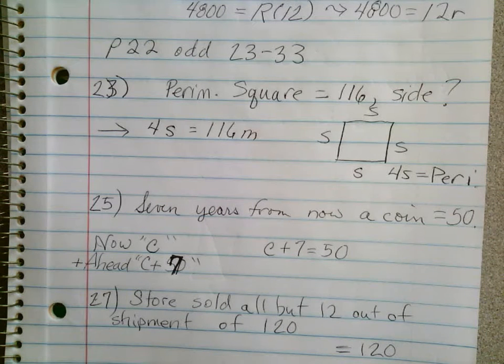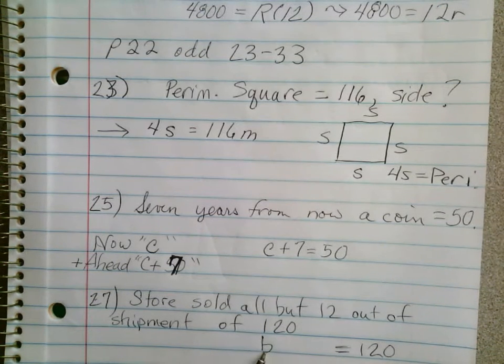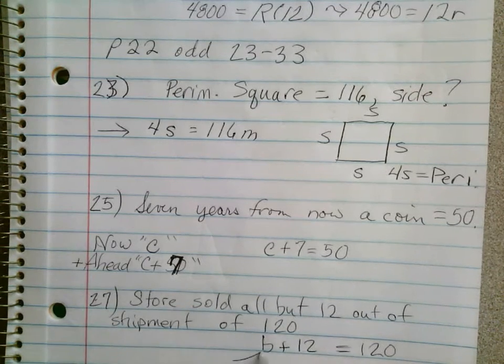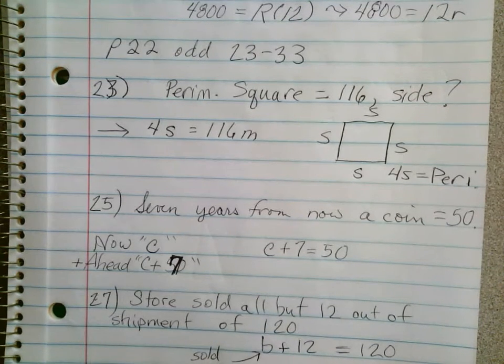So I can say the total is 120 books, right? What did it sell? Any variable ideas? B. Books. But it didn't sell all the books. How many were laying on the bookshelf after the big sale? 12. So these were the amounts sold. These were the leftovers.